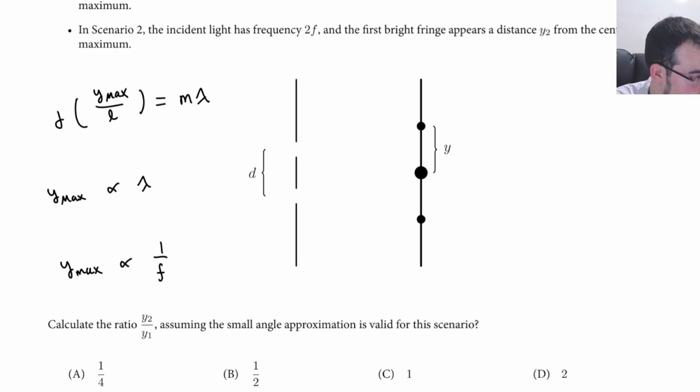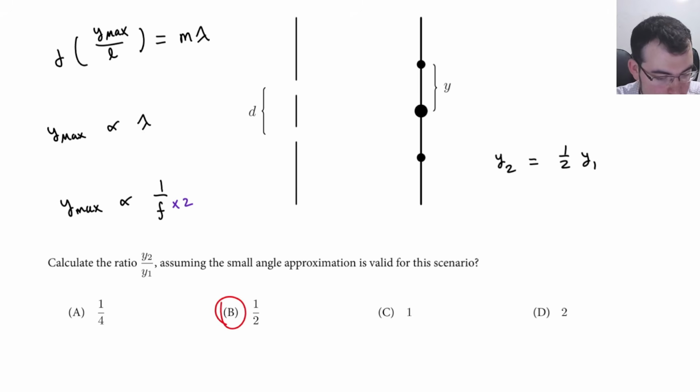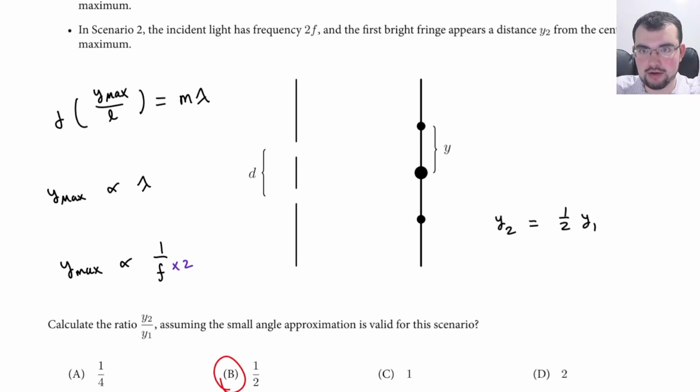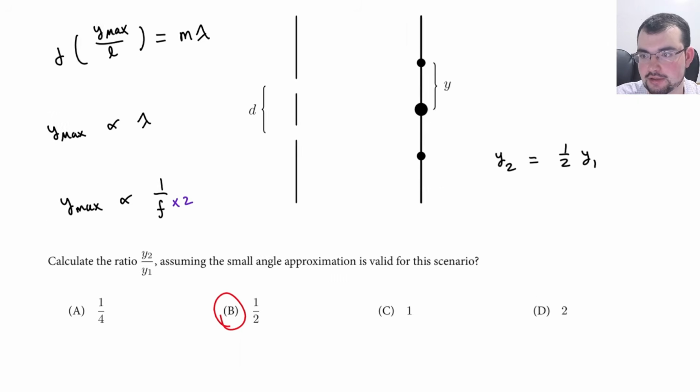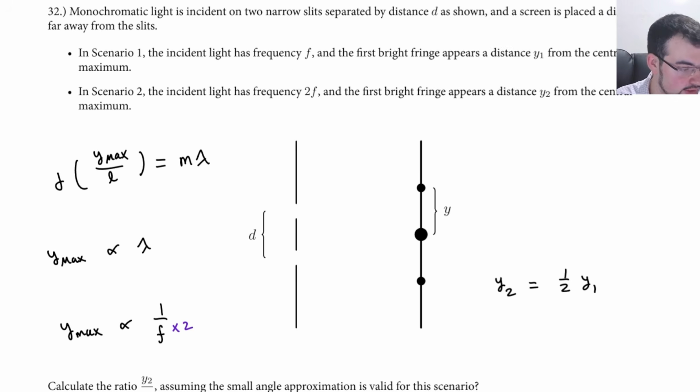So if we have doubled the frequency, then this means y2 is just 1/2 of y1. And also, this should make sense qualitatively, right? Because if you have a higher frequency, if you've ever done a diffraction lab, you know that the red spreads out, whereas the violet clusters together. So it makes sense that we get tighter spaced maxima.